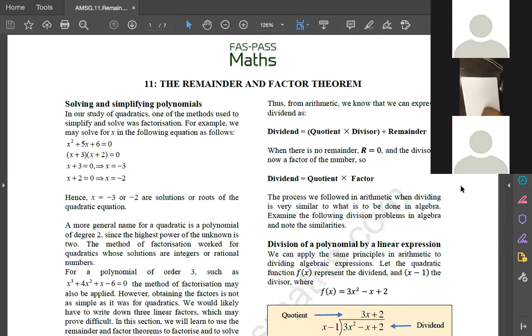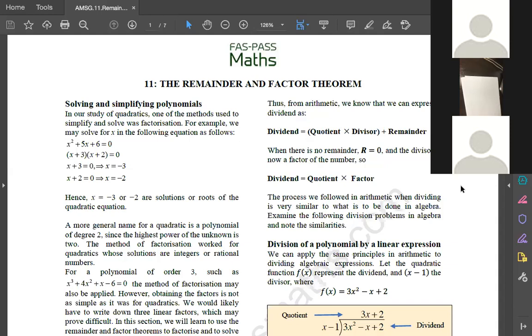Once you have these factors, the reason why we call it factorization is that after you find two numbers that multiply to give 6 and add to give 5, you eventually end up having factors. The factors are x plus 3 equal to 0 and x plus 2 equal to 0. Those are the factors. That is going to be needed in the factor theorem. But before we get there, this is the basics. Here we can actually find the values of x. Hence x is equal to -3 or -2; these are the solutions or roots of the quadratic equation.